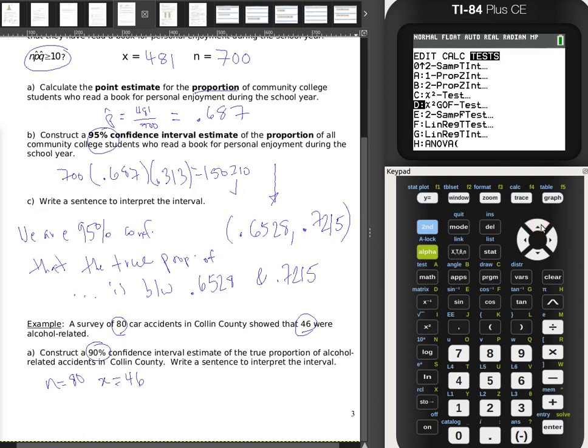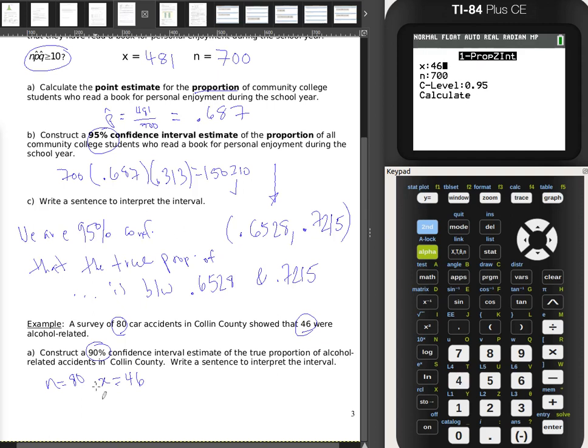We will go to one prop z interval. That time I went by going down, but it's not any faster. One prop z interval, because it's a proportion, of course. We don't want to mess with those other ones. Here it goes. There's 46 of them.